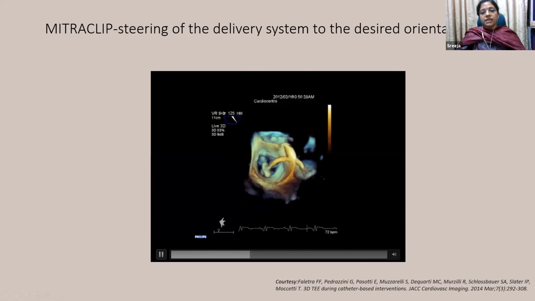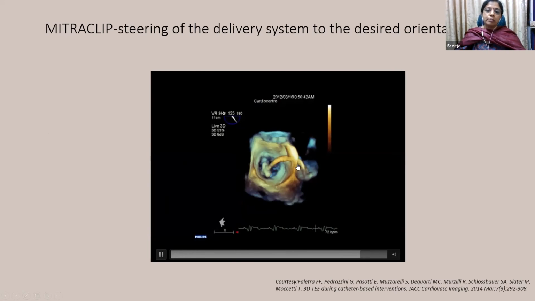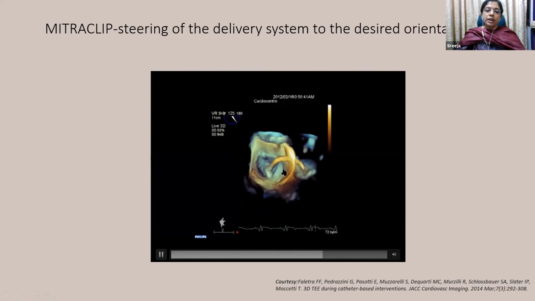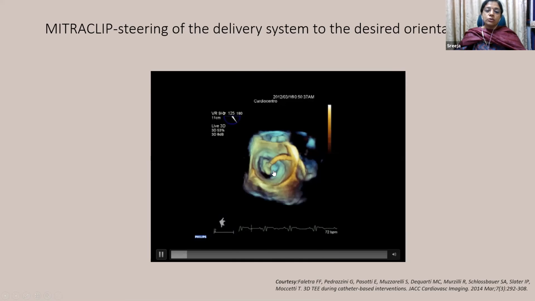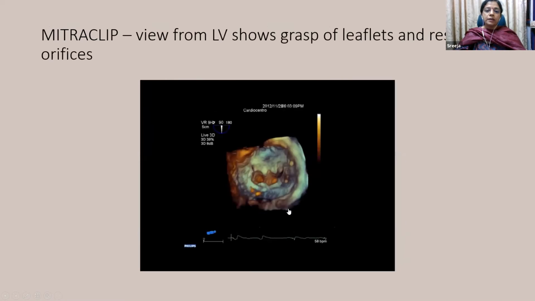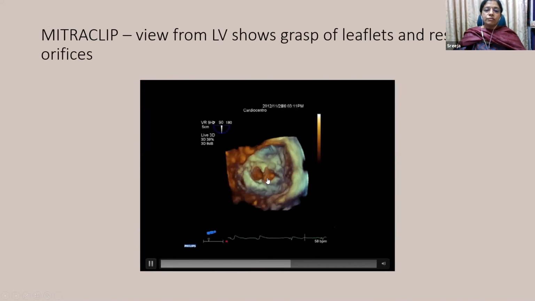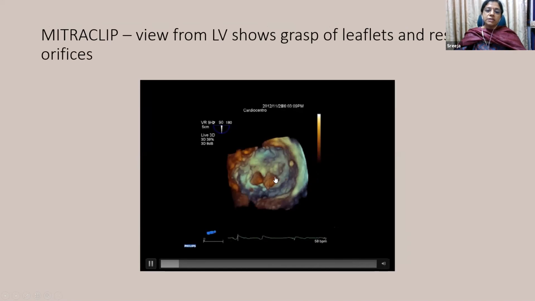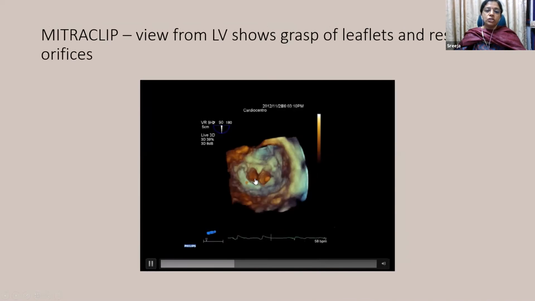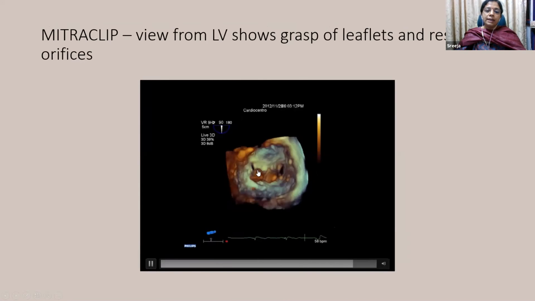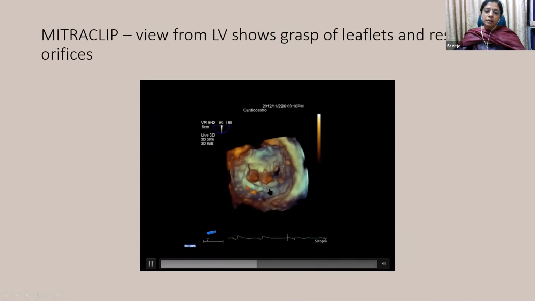Here is a video of the same, which shows that the delivery system of the mitral clip has gone across the atrial septum into the LA, and the interventionist can safely steer or manipulate it to the desired position. Actually, the clip arms should be perpendicular to the coaptation line of the mitral valve. So all this is nicely shown by 3D TE. And the clips, after grasping the leaflets, the grasp is done from the left ventricular side. So this is a view from the LV, which is enabled by 3D TE, which shows there are already two clips in position, and the resultant two orifices which are created by the clipping of the valve.